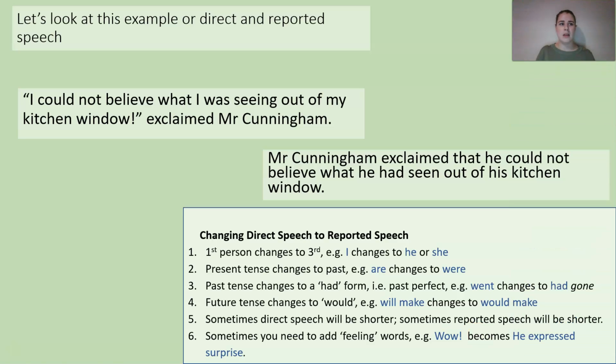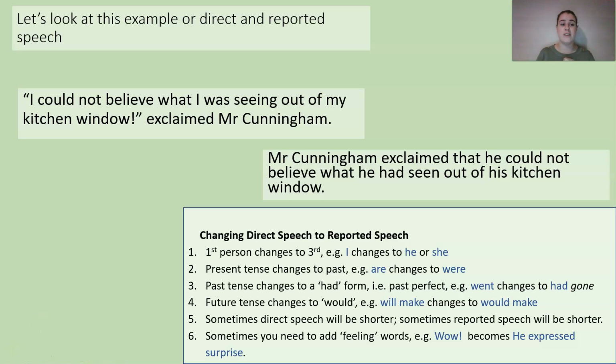examples here. So here is an example of 2 different sentences. Okay, the first one says, "I could not believe what I was seeing out of my kitchen window," exclaimed Mr. Cunningham. And the second sentence here, Mr. Cunningham exclaimed that he could not believe what he had seen out of his kitchen window. Now, I'd like you to pause the video and I'd like you to tell me which sentence is reported speech and which sentence is direct speech.